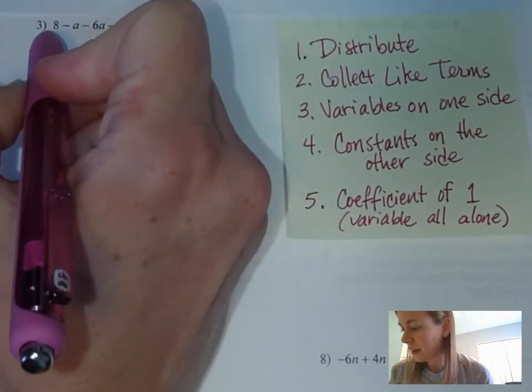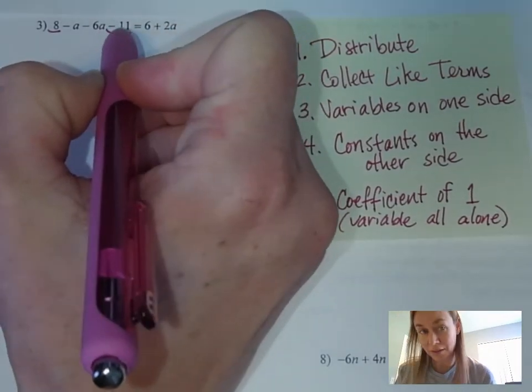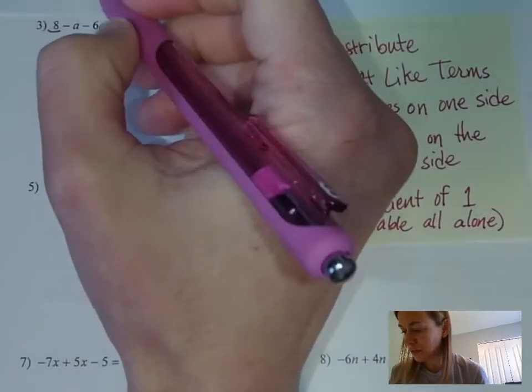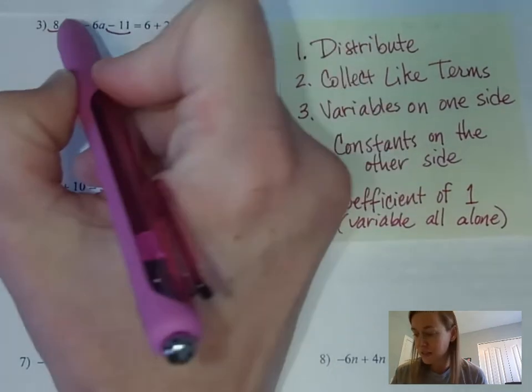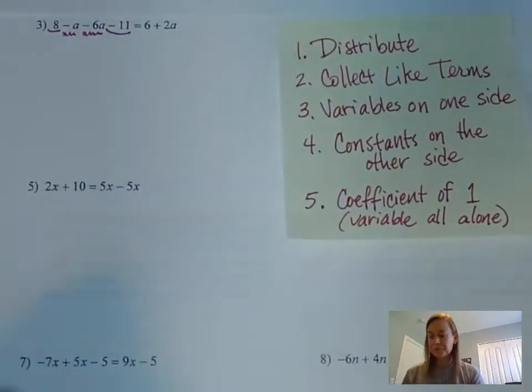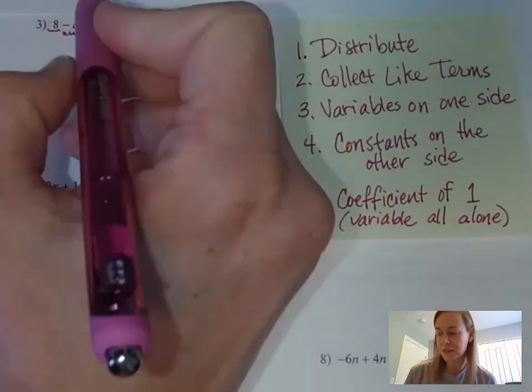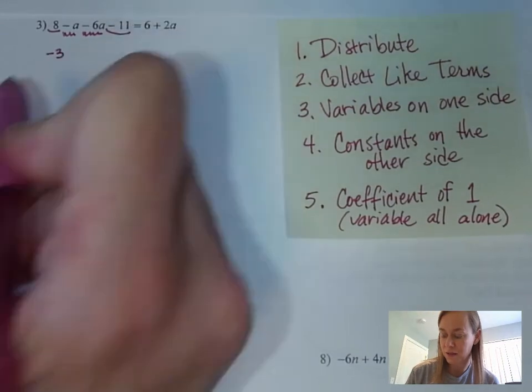Looks like we've got two constants. We've got an 8 and a negative 11. And then we have two variable terms that both have just an a. So we have this negative a and we have this negative 6a. So let's combine these. First of all, 8 minus 11 is going to give us negative 3.